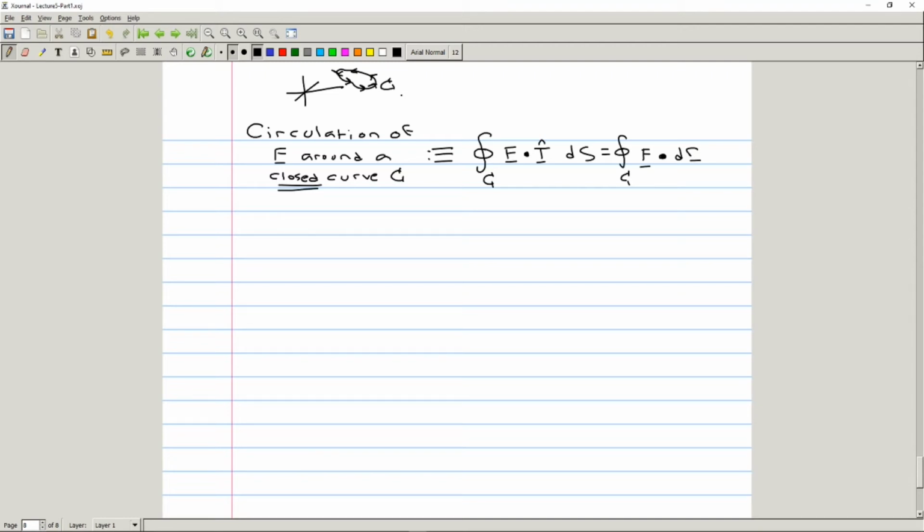So this is a very special idea, and it's going to lead to some very big things. One of the biggest things that I can say now is that using this idea of circulation, we can get an alternate definition of curl.